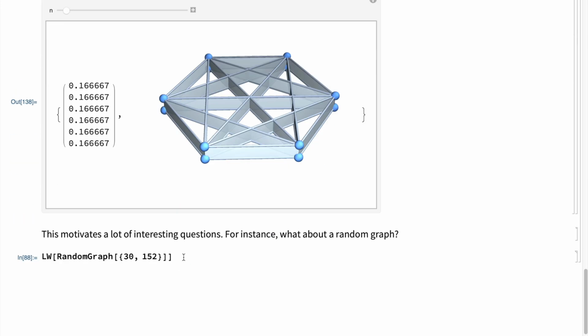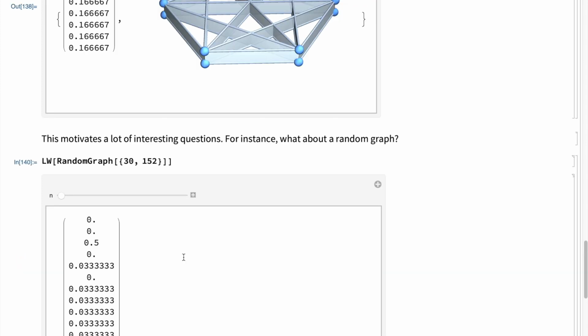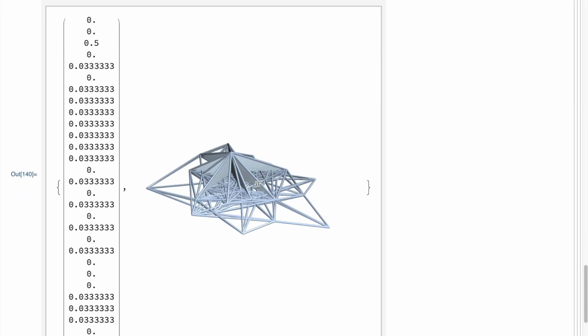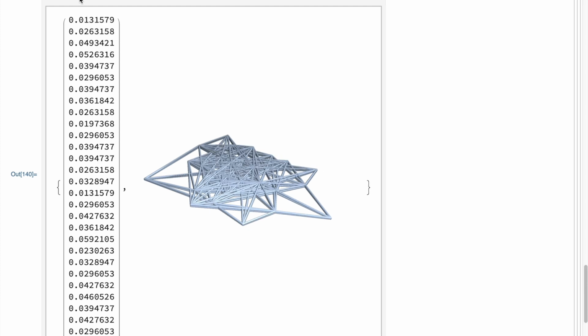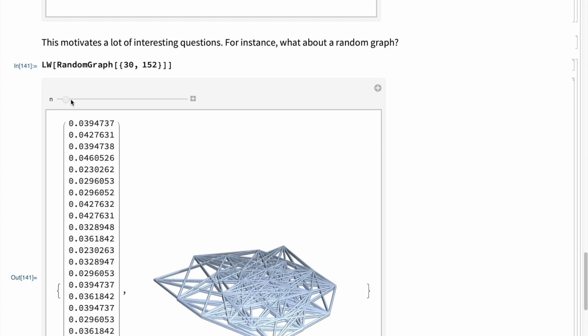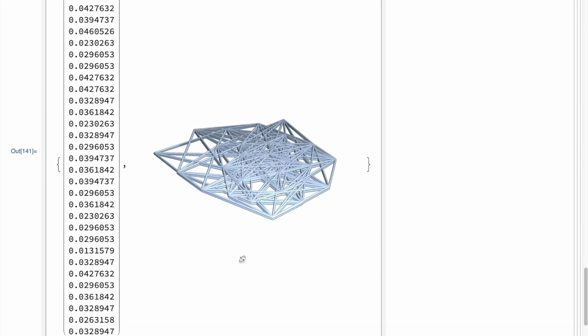So you can look at, for instance, the lazy walk on a random graph. Here's a big random graph. It has 30 vertices and 152 edges. You can see that after one step of lazy walk, we started at vertex 3, which is here, and over time, it rather quickly goes to a limiting distribution. Here's a different random graph. Again, rather quickly going to a limiting distribution.